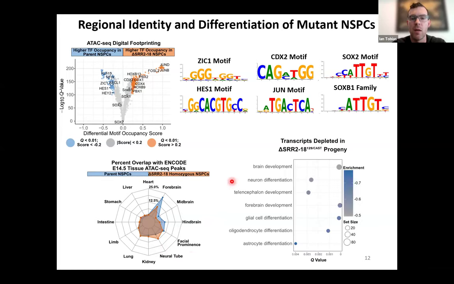We also used a non-selective differentiation medium to induce neuronal and glial lineage commitment in these lines, and we analyzed the functional profile of genes showing reduced expression in the progeny of these mutant neural progenitors. And this gene set enrichment analysis highlighted that there are really multiple processes associated with lineage development and cell differentiation, specifically in the anterior neural tissues in the forebrain, including differentiation of neuronal and various glial cell types.